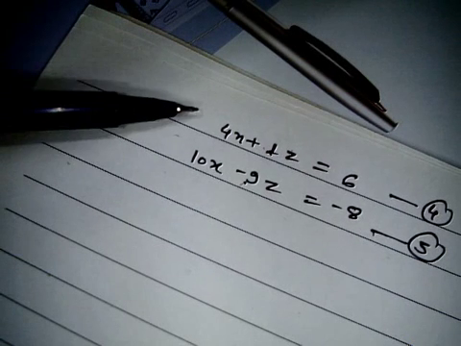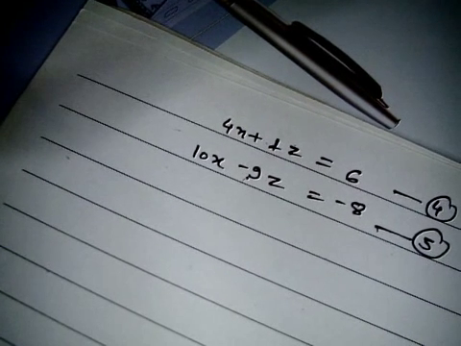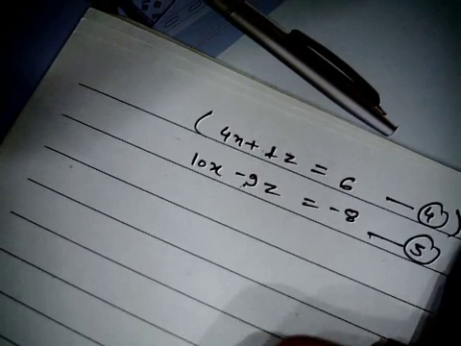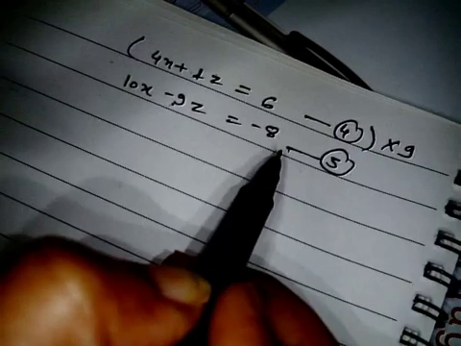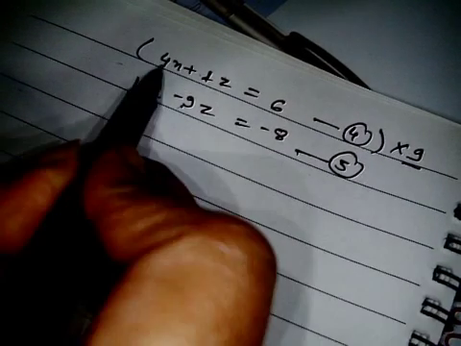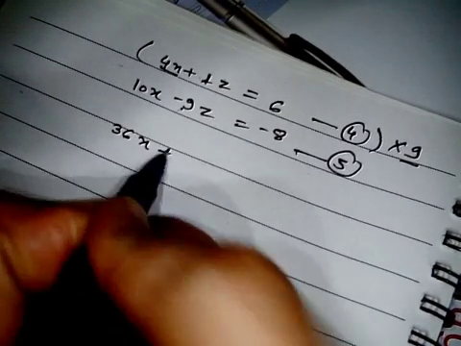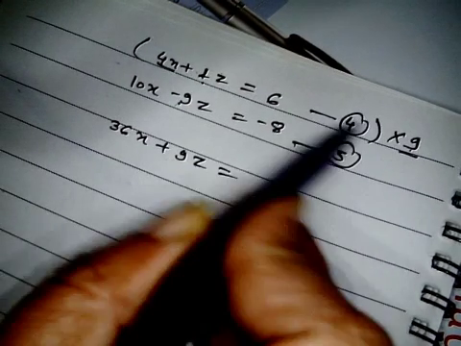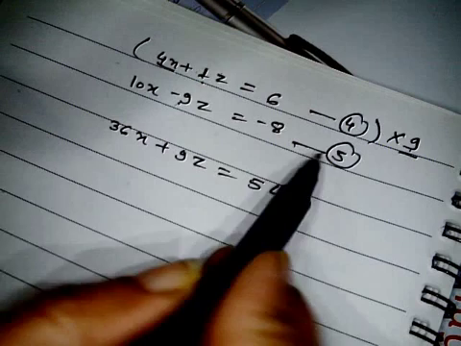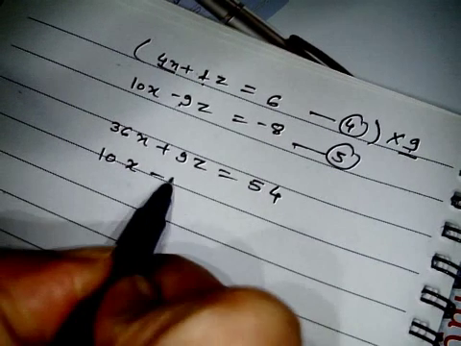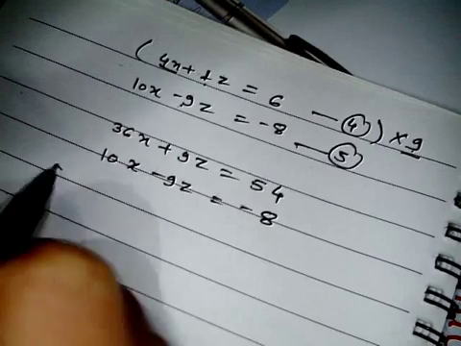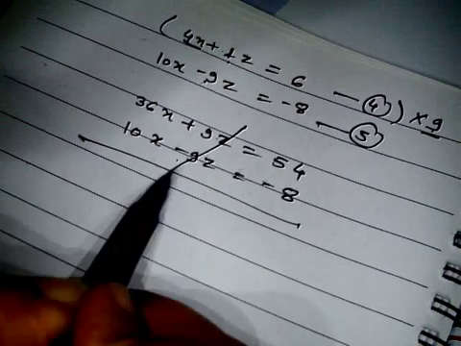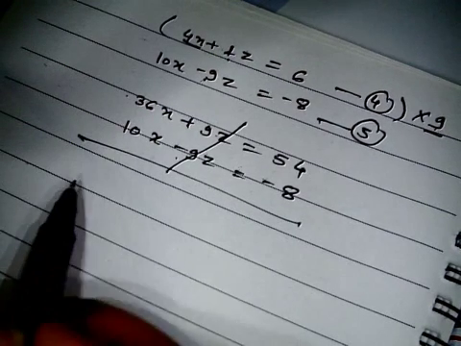To make it 9 here, I multiplied that equation by 9. So 9 times 4 is 36x, 9 times 1z is 9z, and 9 times 6 is 54. The second equation stays the same, so I have written it. Now I need to draw a line. This is positive and this is negative, so they cancel out. This is positive and this is positive, so they get added. It is going to be 46x equals, now this is positive 54 and negative 8, so they get subtracted.